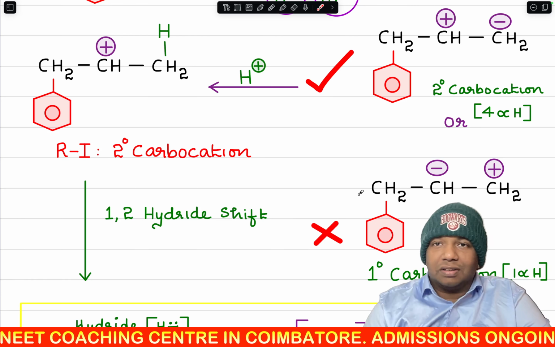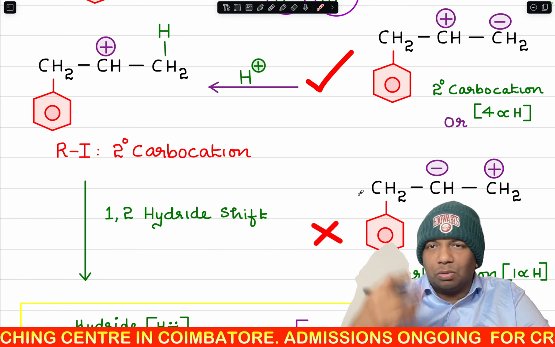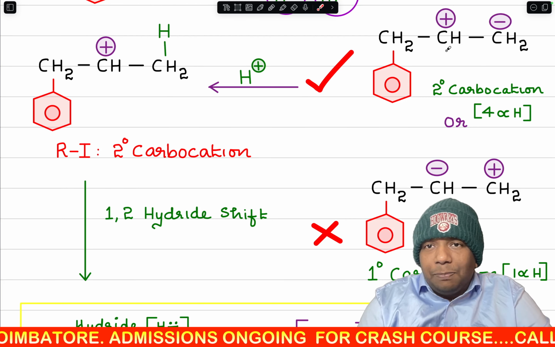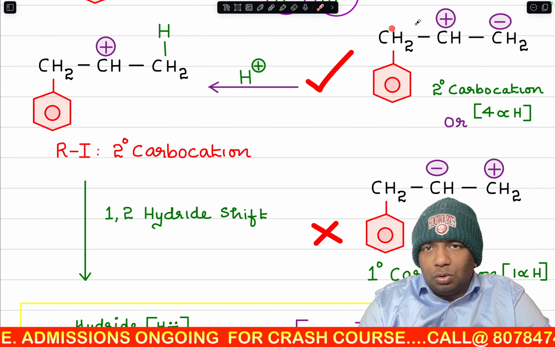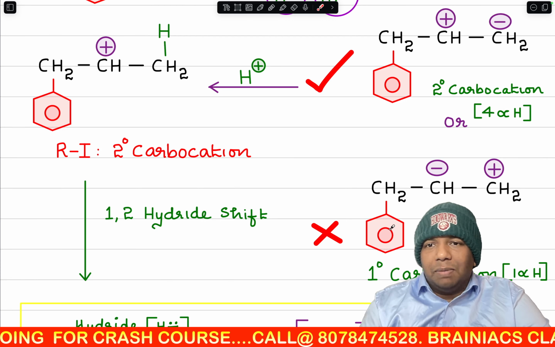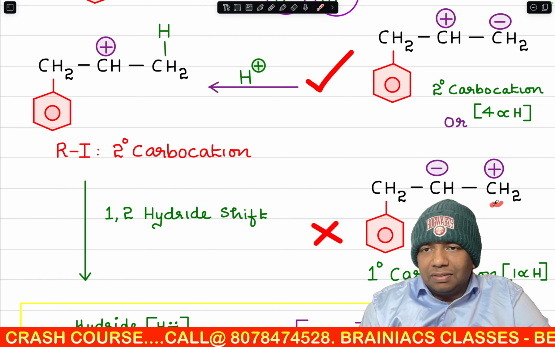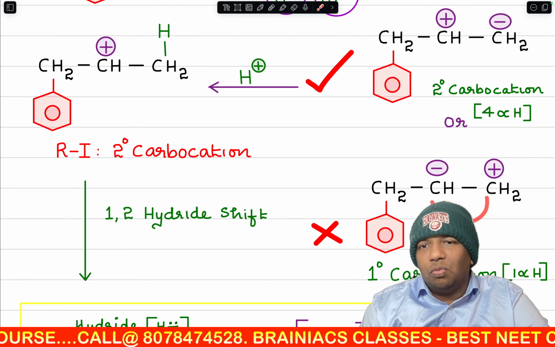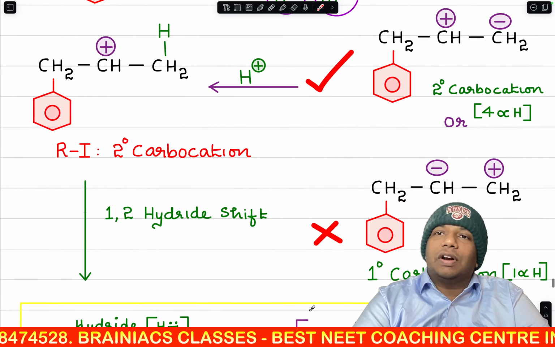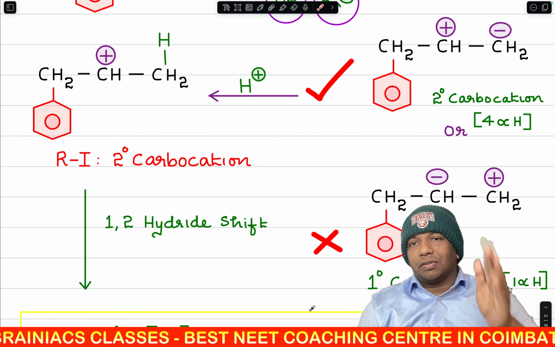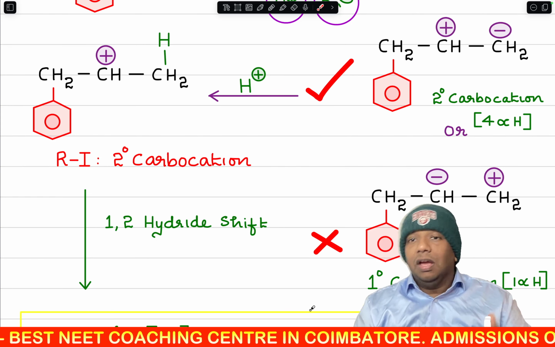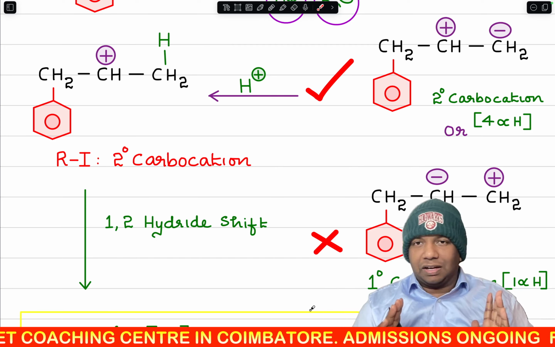How can you do that, sir? There are different phenomena: resonance, hyperconjugation, inductive effect. You can see here this type of carbocation, the carbon is connected to two other carbon atoms, so I can say it's a 2-degree carbocation. But here, the positive charge carbon is connected to only one carbon atom, so it's a 1-degree carbocation. We already know in our fundamentals that a tertiary carbocation is always more stable than secondary, which is more stable than primary. Using that, you can immediately arrive at a conclusion.